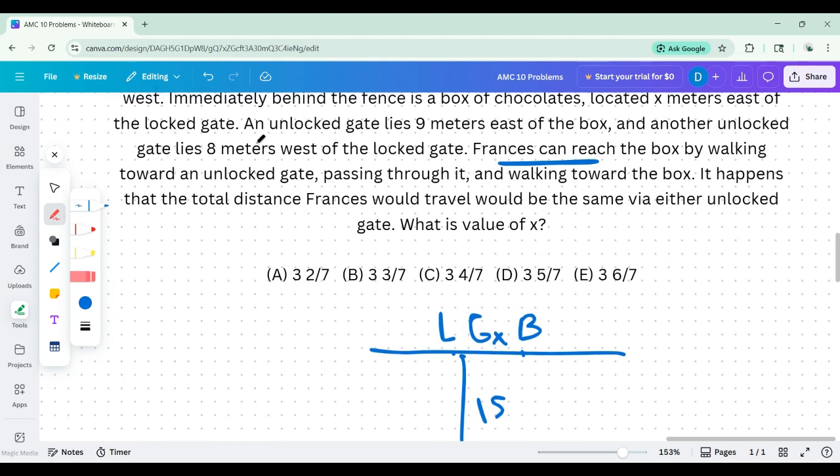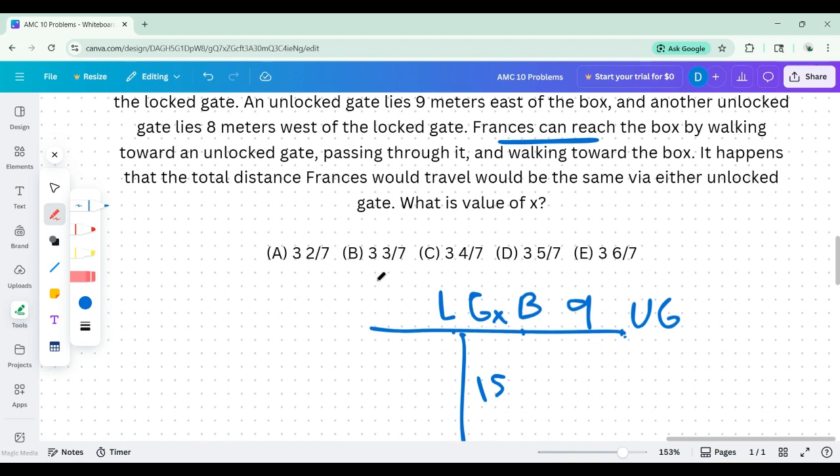Now it reads, an unlocked gate lies 9 meters east of the box. So 9 meters east of the box is over here. An unlocked gate is right here. And then another unlocked gate lies 8 meters west, this direction. West is this direction of the locked gate. So there's an unlocked gate 8 meters west of the locked gate.